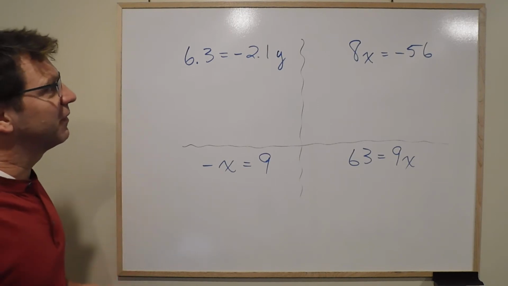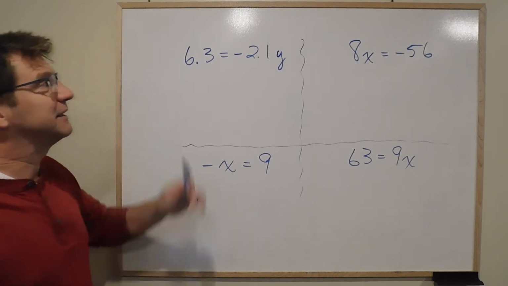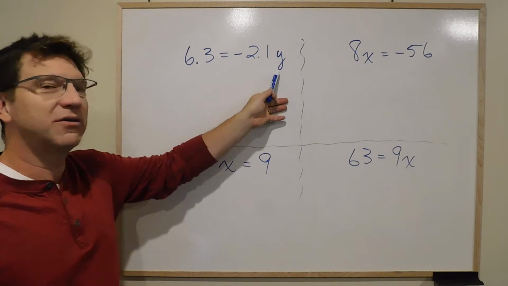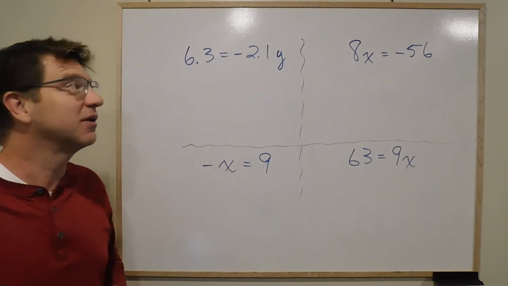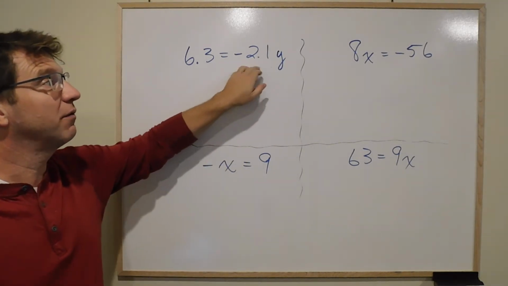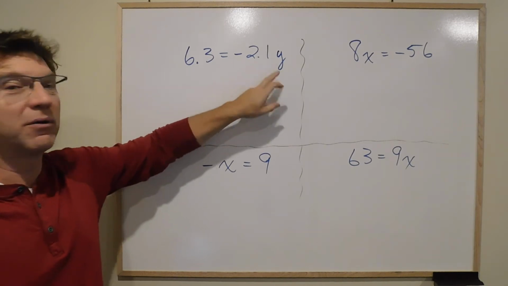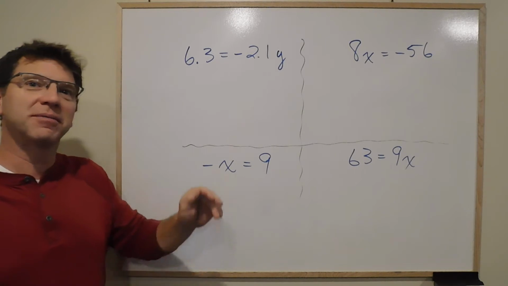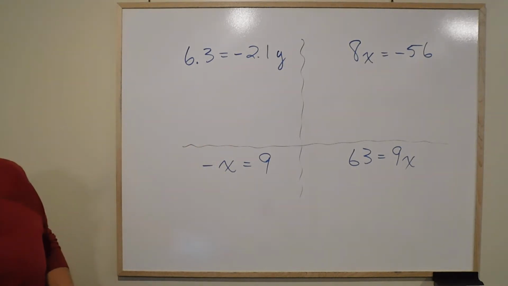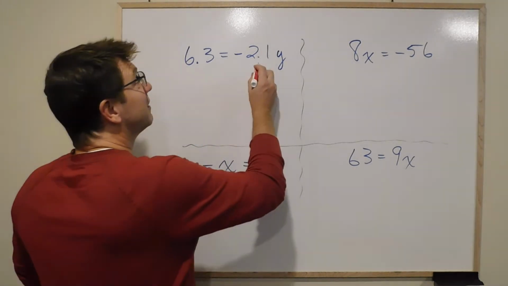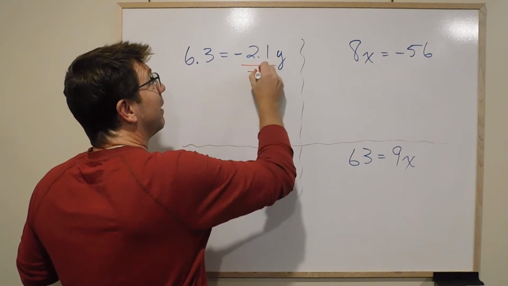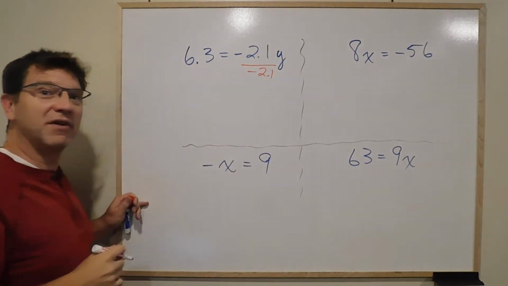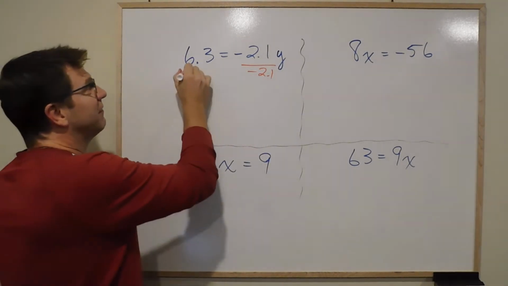The key to this one though is we're not adding or subtracting, because this negative 2.1 is connected to y by multiplication. Whenever you just see a number or coefficient in front of a variable, that always means multiply. So what's the opposite of multiplication? Well, the opposite of multiplication is division. So in this case, we are going to divide by the number in front of the variable. And then we have to do it on this side.